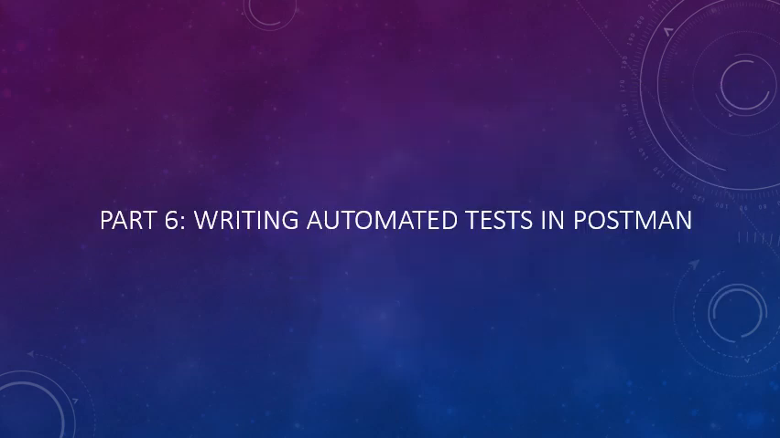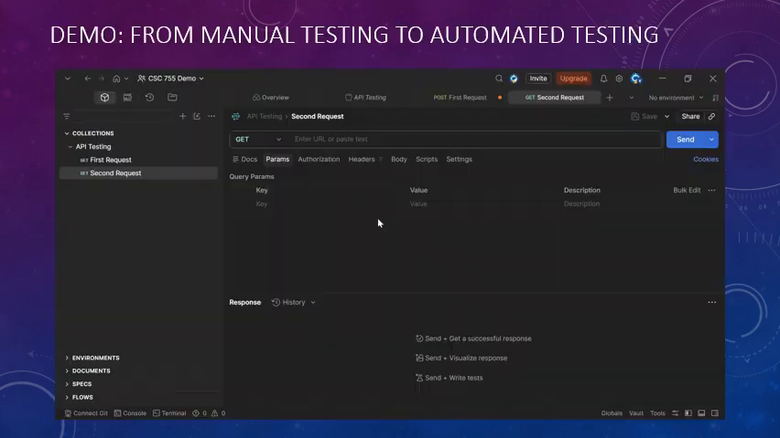Moving on to part 6, writing automated tests in Postman. This is one of the most important sections of today's presentation. We've already sent requests manually. Now we're going to tell Postman what a correct response looks like and let Postman automatically check it for us. Postman allows us to write tests using JavaScript. I'm going to start with a very simple test. For this demonstration, I'm going to use our GET request for a single user.